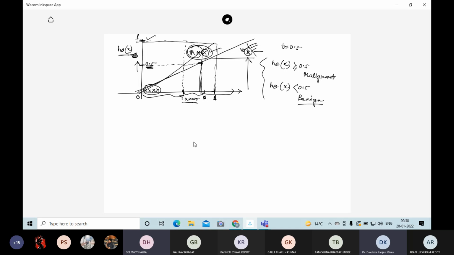Sir, when we are trying to calculate the best fitting line, there will be no threshold value of h theta x? No, no, we are trying to introduce logistic regression in terms of linear regression.